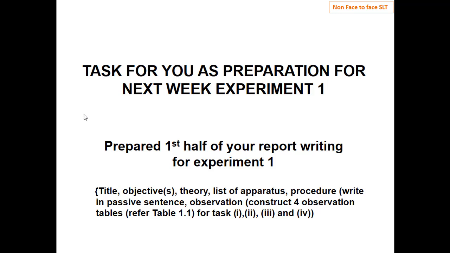So this is the task for you as the preparation for next week experiment. You are going to prepare the first half of your report writing for experiment 1, whereby you are going to write down the title, the objective, the theory, the list of apparatus, the procedure, change it to passive sentence, and then construct the observation table. You can refer to the table 1.1 given in the lab manual for experiment 1. Okay, then we are going to perform the experiment 1 next week.